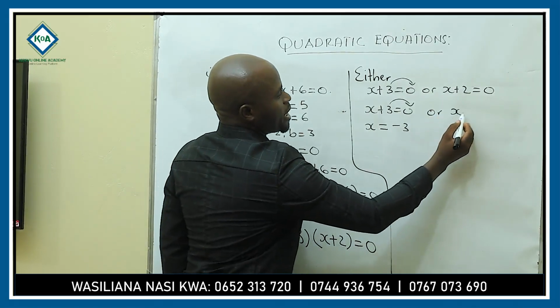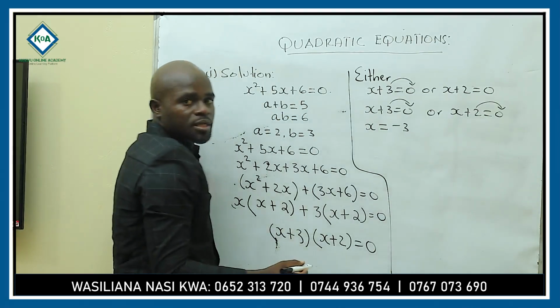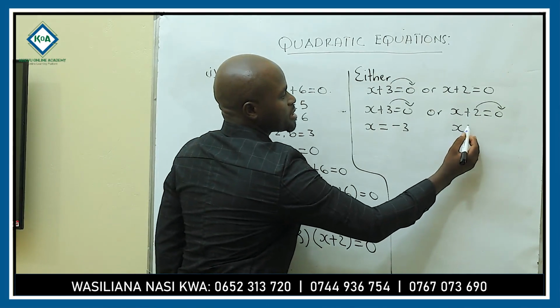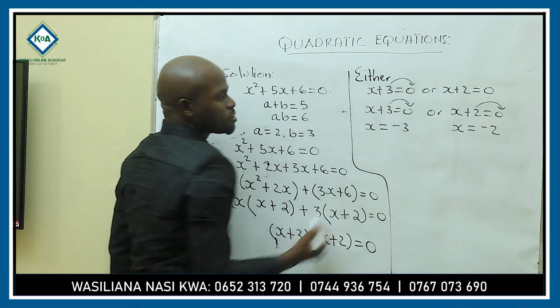x plus 2 is equal to 0. We shift this 2 to the other side. Then it will be x is equal to, this is plus, when we go there it will be negative 2. So these are our two answers.